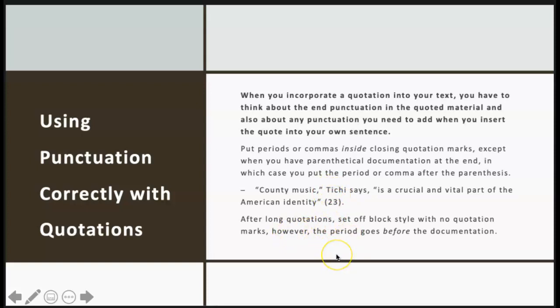After long quotations, set off the block style with no quotation marks. However, the period goes before the documentation. And so we've talked about this before. For a long quote, there are no quotation marks, but the period goes before the parenthetical citation.